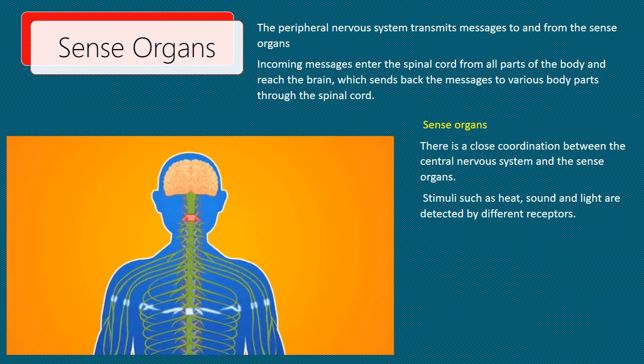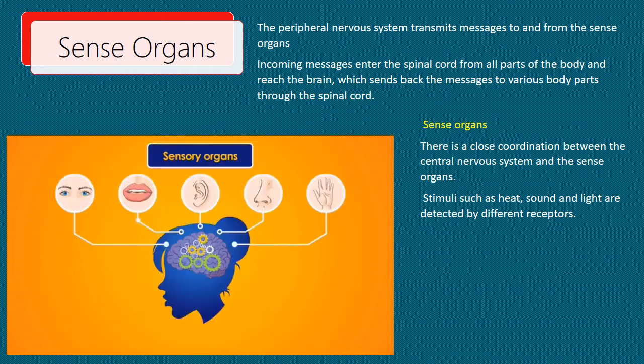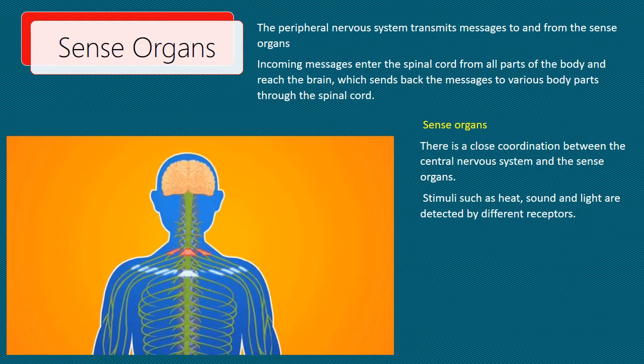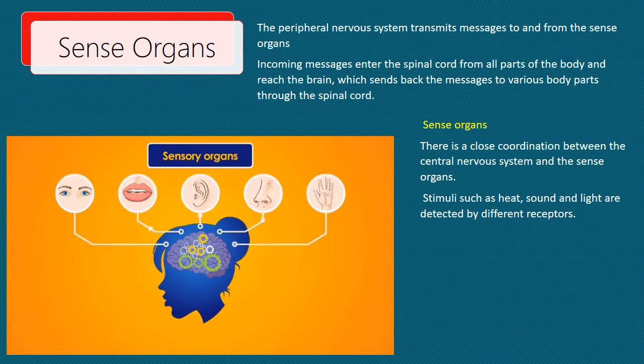There are 5 sense organs in the human body: eye, ear, nose, tongue, and skin. These sense organs are connected to the brain through different nerves. For example, the eye is connected to the brain through the optic nerve and the ear is connected to the brain through the acoustic nerve.